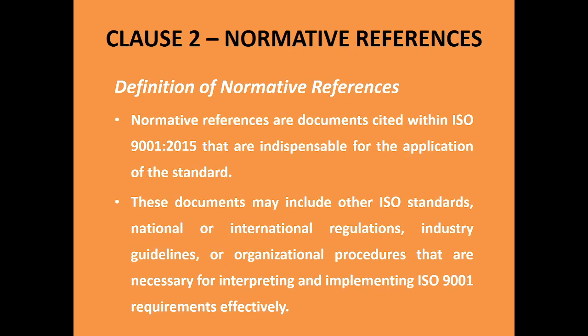We move on to clause 2, which is normative references, and we're going to do a quick definition of the same. Normative references are documents stated within ISO 9001:2015 that are indispensable for the application of the standard. These documents may include other ISO standards, national or international regulations, industry guidelines, or organizational procedures that are necessary for interpreting and implementing ISO 9000 requirements effectively.